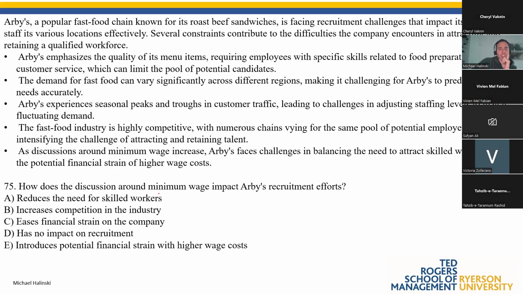How does the discussion around minimum wage impact Arby's recruitment efforts? Okay, as discussions around minimum wage increase, Arby's faces challenges balancing the need to attract skilled workers and the potential financial strain of higher wage costs. Reduce the need, no. Eases financial strain, no.